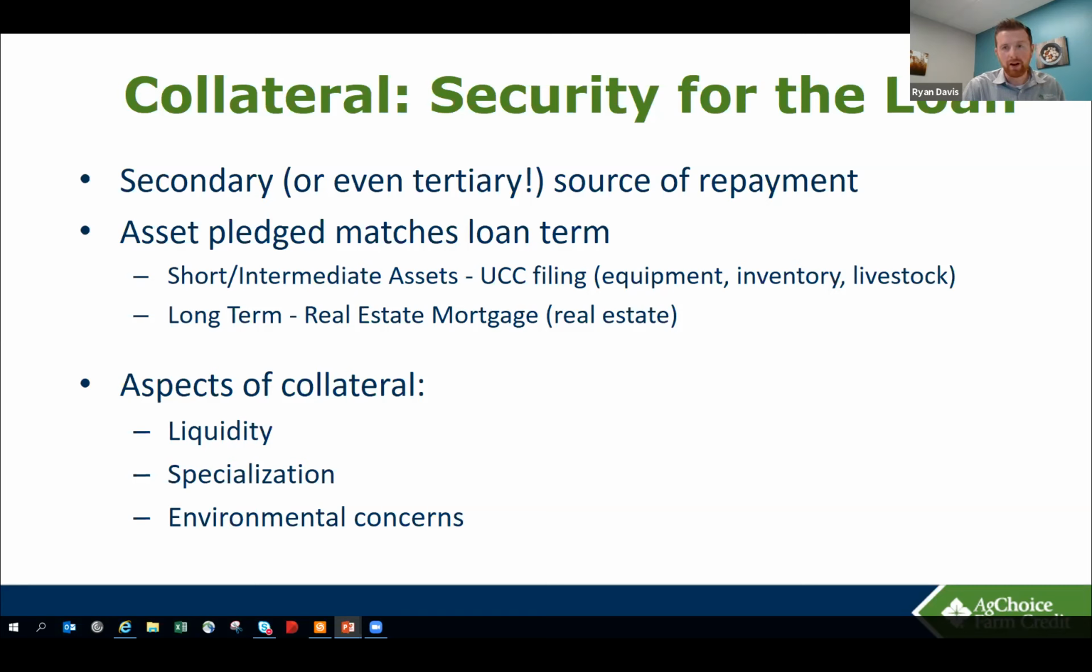We also have to think about environmental concerns, especially with real estate. So if you look at a property that you might be considering to take as collateral and there's sludge runoff into a local creek, or there's underground tanks of some sort that are leaking, that collateral is probably not worth near as much as we may think it is. So it could cause some concerns, not only from a value standpoint, but also potentially from a public relations standpoint. But again, collateral really is viewed as more of an insurance policy and not as a primary source of repayment for us.